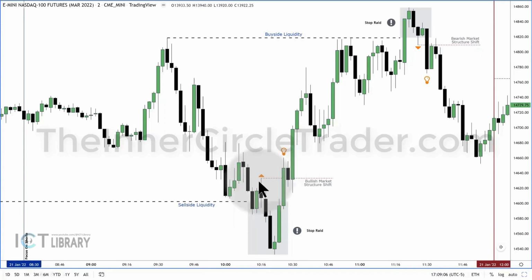Short-term high is taken here. We traded above it. It does not need to close above that. Okay, real important. Once that candle closes and this candle opens, you're going to monitor this candle.